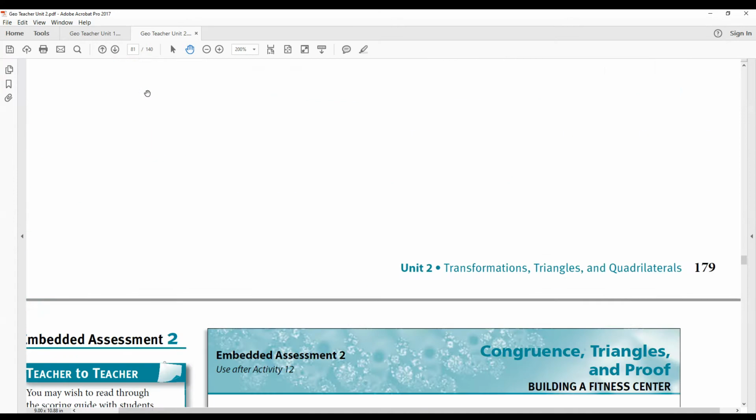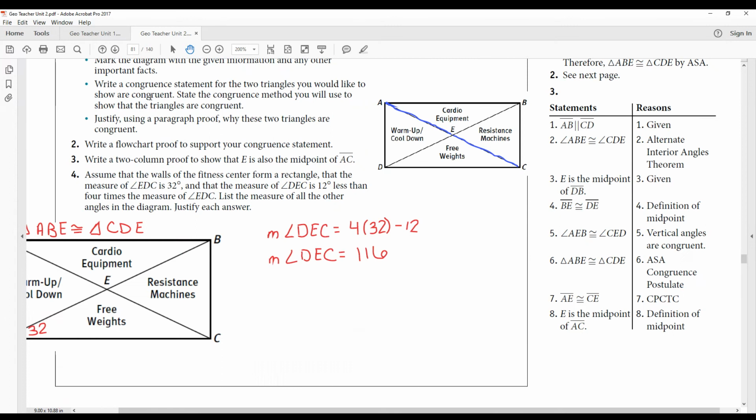And then number 3 says write a 2-column proof showing that E is the midpoint of AC. So in order to say that E is the midpoint of AC, I need to be able to say that AE is congruent to EC. So that's my goal. And notice that that's the next to the last statement that they have right here. And as soon as they've made that statement, then they can go ahead and say that E is the midpoint.